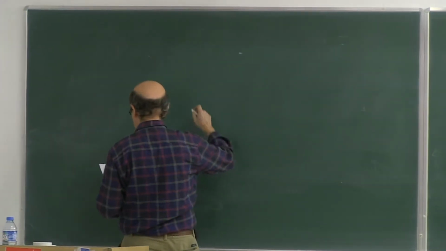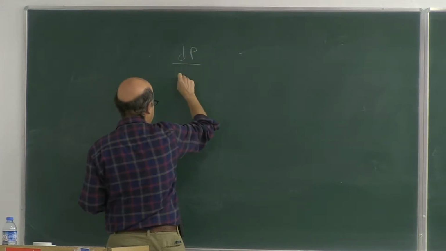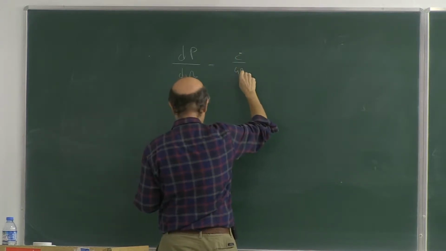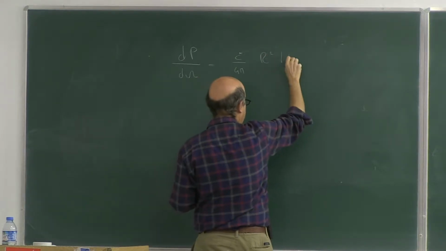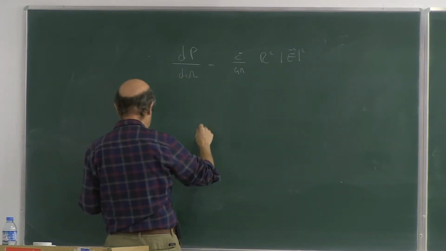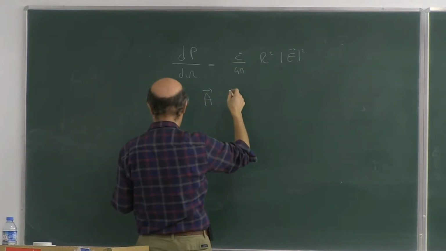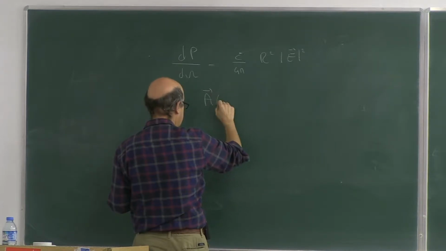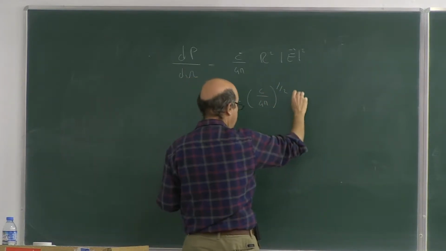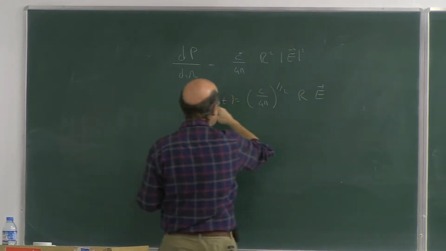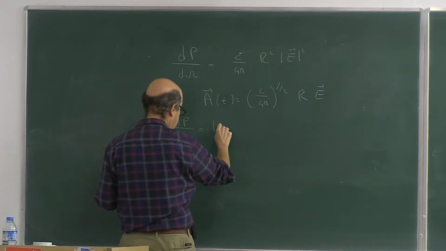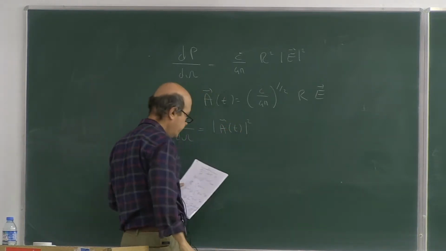So what we have at hand, we know that the power emitted per solid angle is equal to c over 4 pi R squared E squared, and we can write this in general by defining some vector A, as a function of t, c over 4 pi square root of 2 R times E. So then the power emitted per solid angle is nothing but A squared, which depends on time.